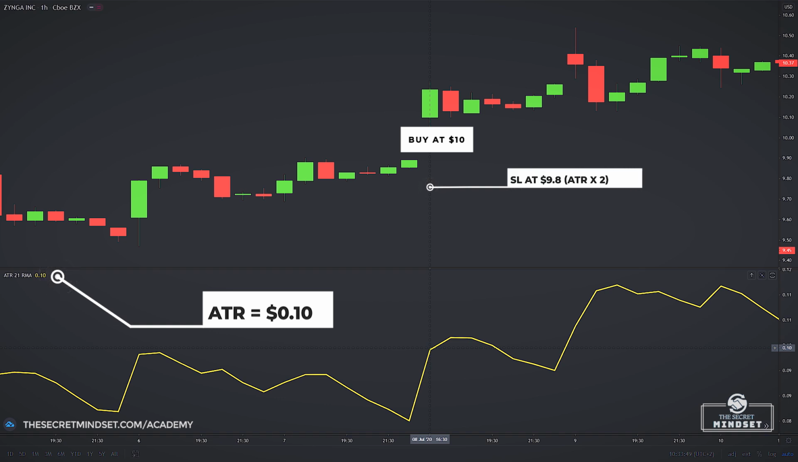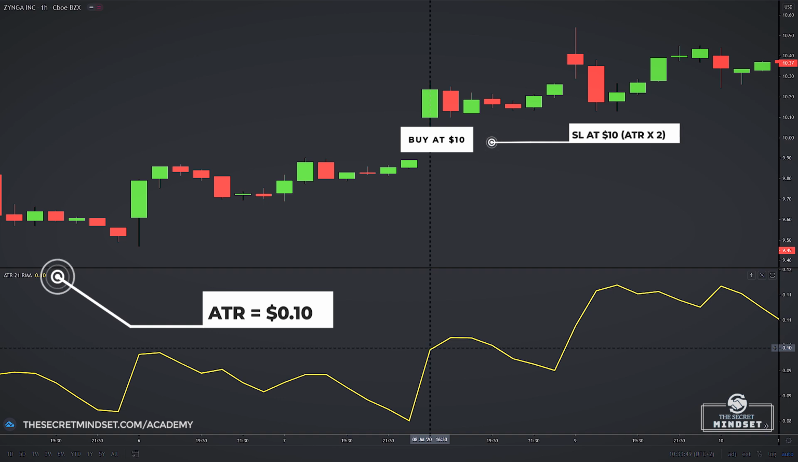The price rises to $10.20 and the ATR remains at 10 cents. The stop loss is now moved up to $10. When the price moves up to $10.50, the stop loss moves to $10.30, locking in at least a 30-cent profit on the trade. This would continue until the price falls to hit the stop loss point.